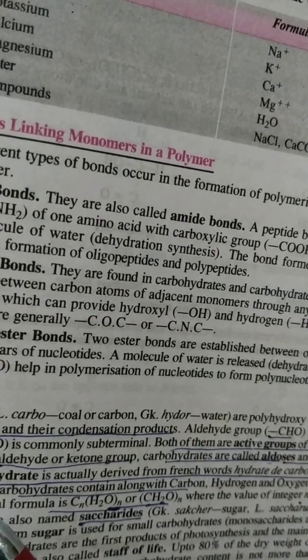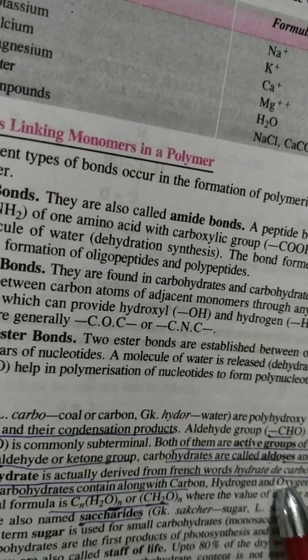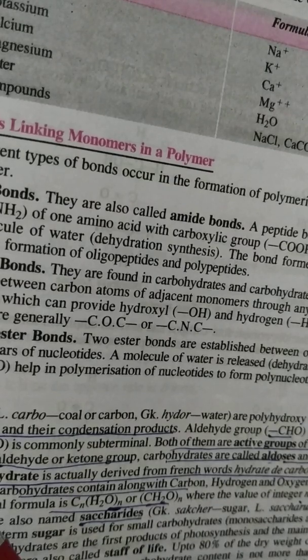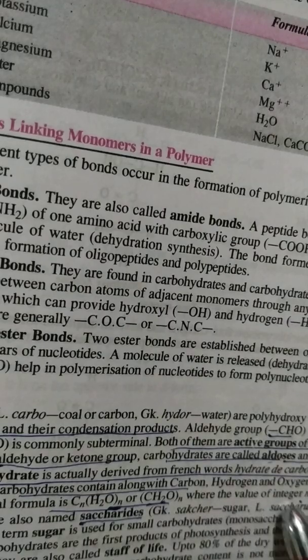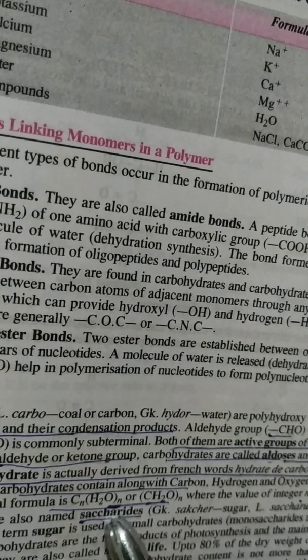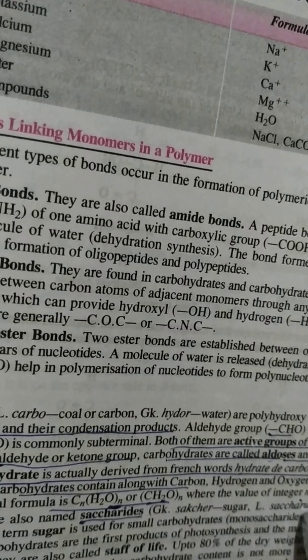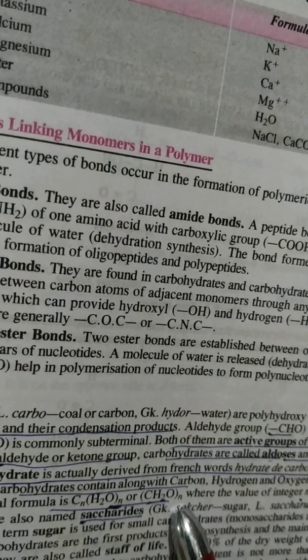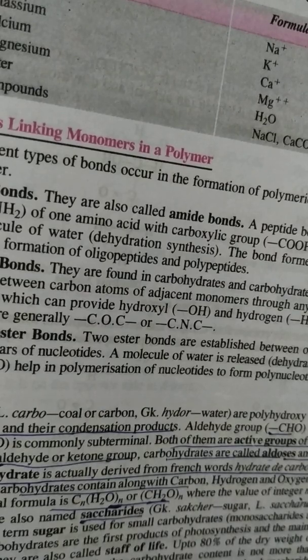The term carbohydrate is derived from the French word hydrate de carbone, or hydrate of carbon, meaning that carbohydrates contain carbon, hydrogen and oxygen in the proportion present in water. The empirical formula is CnH2O whole n, or (CH2O)n, where the value of integer n is 3 to 7. That means n denotes from 3 carbons up to 7 carbons for monomers.